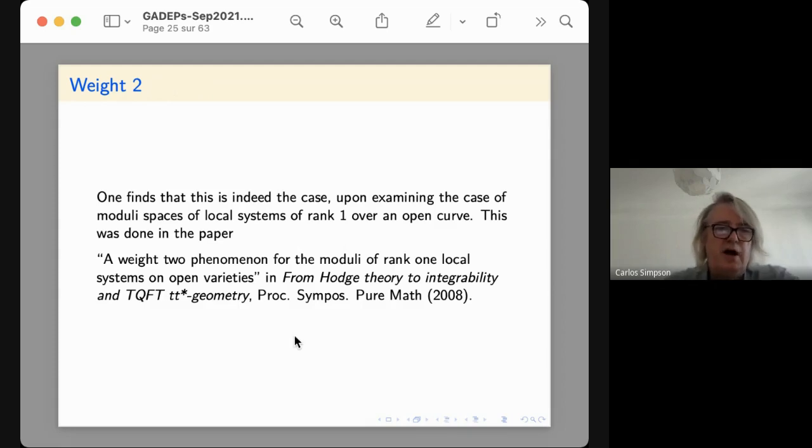So in this paper, "Weight 2 phenomena for moduli of rank 1 local systems," that was from a while ago, you can find this actually is the case. So you can examine the situation. We'll look at the details in just a minute. So we find that this actually is the case for local systems of rank 1. So let's see how that works.